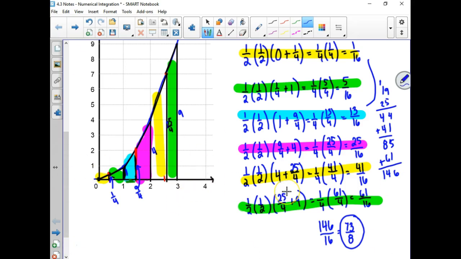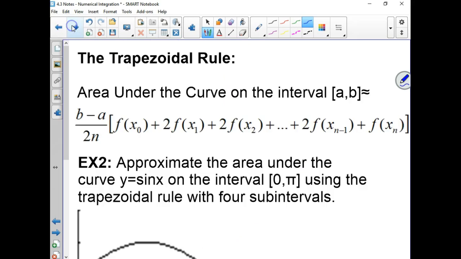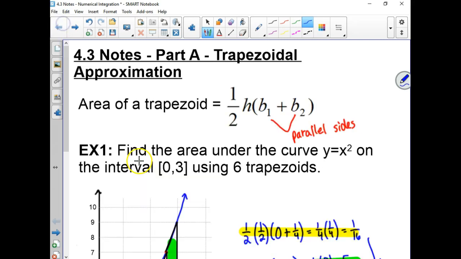Now this process takes a pretty long time to do, so there is sort of a shortcut rule that we can use for the trapezoidal rule. And that rule is this: b minus a over 2n times f of x sub 0 plus 2f of x sub 1 plus 2f of x sub 2 all the way until you get to f of x sub n. Let's talk about what this means. Let's go back to the last problem.